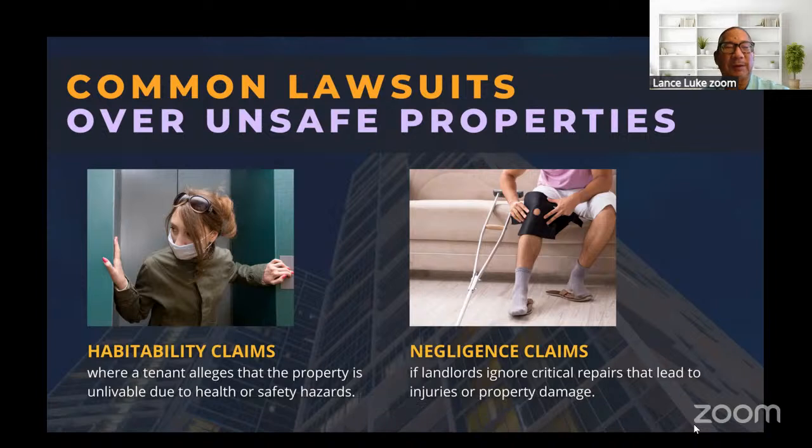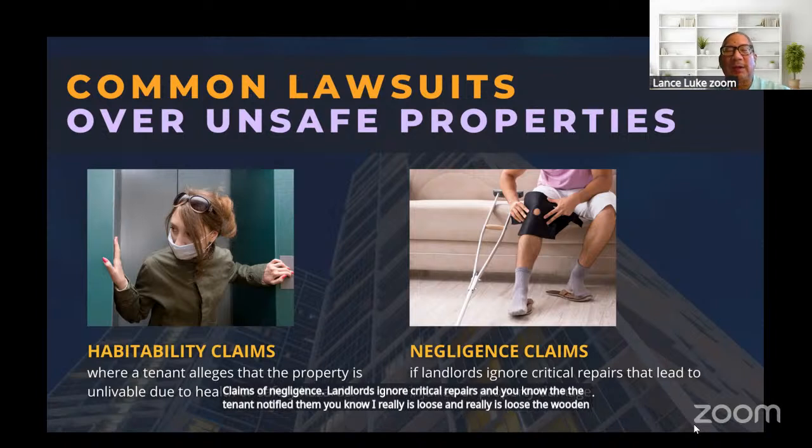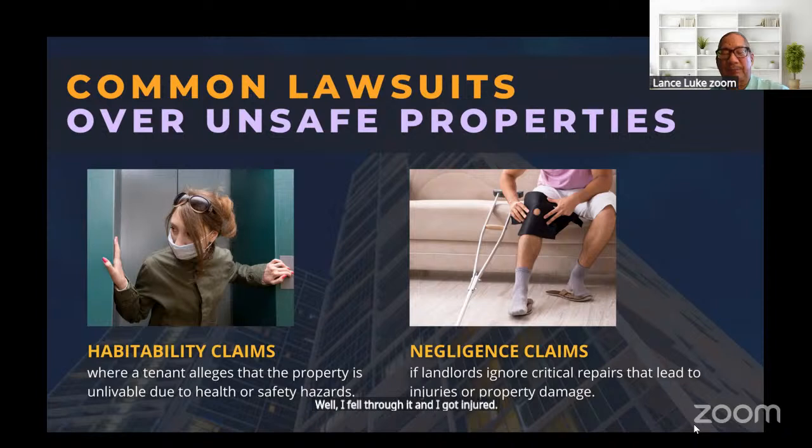Or if there was a flood, right? So things have to be mitigated in order to be safe property. The claims of negligence: landlords ignore critical repairs, and the tenant notified them, "My railing is loose and the wooden steps to go up to the house, I notice it's like wood rot and termite eaten. Can you please get it fixed?" "Okay, we're gonna try to find a handyman to do it." And weeks go by, months go by, and then next thing you know, as a property manager, you get the call. "Oh, I'm at the doctor's office because remember the stairs I told you? Well, I fell through it and I got injured, and now I'm in the hospital."